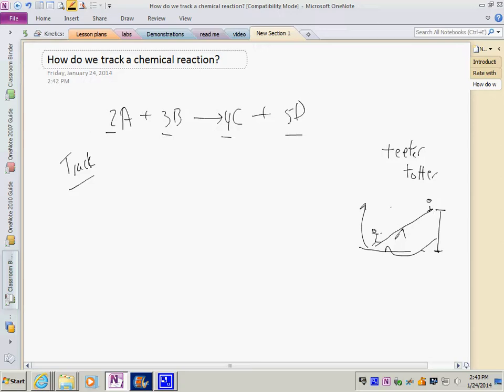They're locked together. Whenever I lose 2 A's, I also lose 3 B's. Whenever I lose 3 B's, I gain 4 C's. Whenever I gain 4 C's, I gain 5 D's. So in reality, we only need to track one of these items.